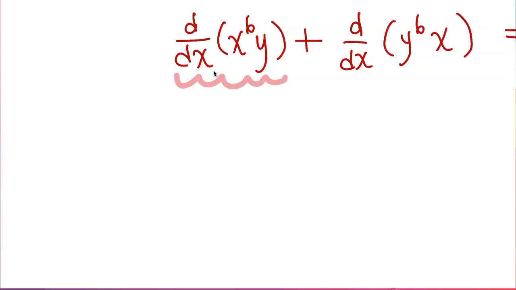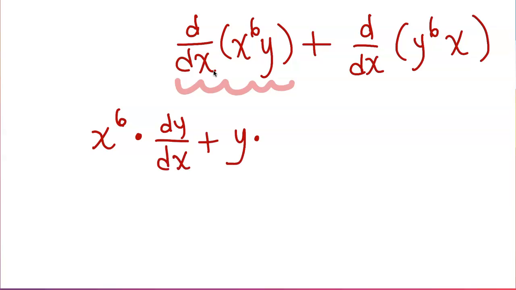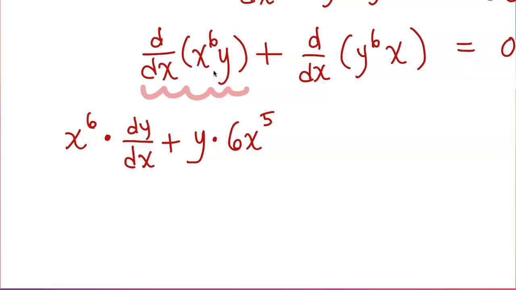First times the derivative of the second, dy/dx, plus second times the derivative of the first, 6x to the 5th power. Hopefully, by now, we can do some product rule in our head. Otherwise, writing all these down will be very confusing. It's okay if you still want to have organized work on the side. That is completely fine.